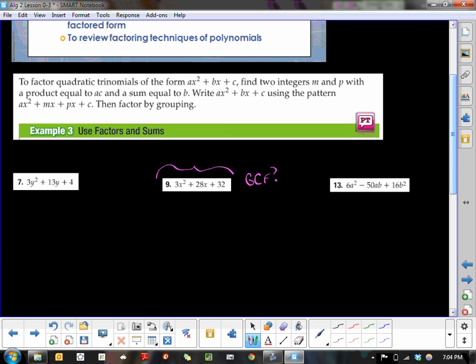So will 3 go into 28? No, it won't go into 28. Can I pull an X out of it? Nope. So there's no GCF. Is it a binomial? No, it's a trinomial. So there's no difference of 2 perfect squares.